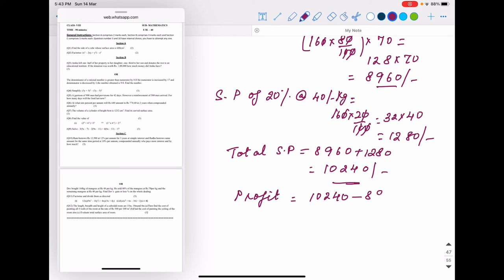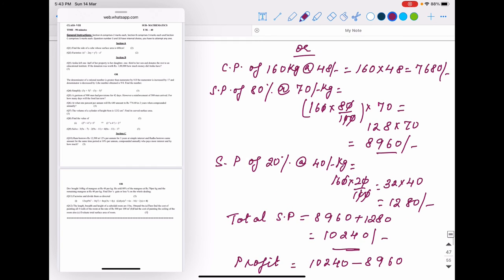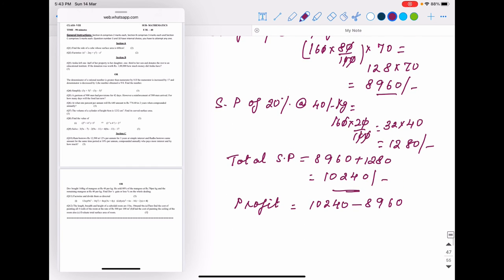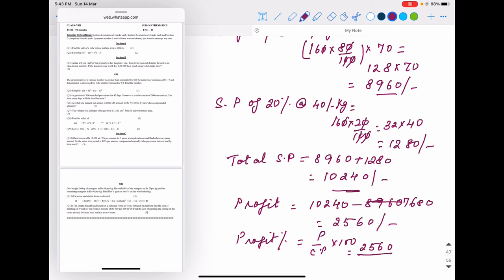So we see that SP is more than CP, so profit is 10,240 minus 7680, that will be 2560 rupees. Now we have to find out how much percent it is. So profit percent, we know, is profit by CP into 100. That is 2560 by 7680 into 100. If you cancel it, we get 33.33%. That will be the answer.